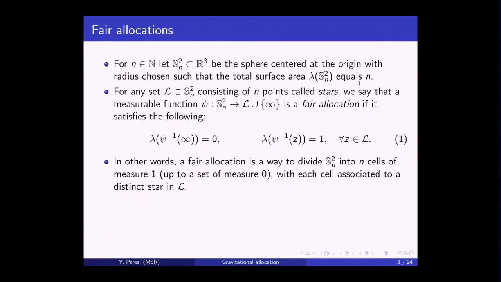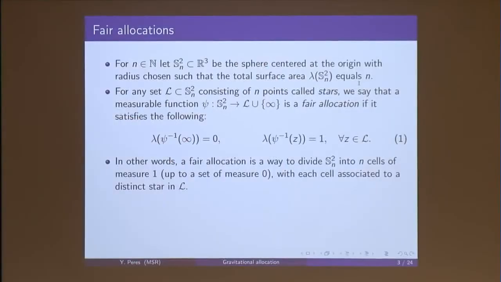Okay, so this is the formal definition of a fair allocation. We're going to have a set of centers or stars. We're going to call them stars, these n points. And we'll have a function from the manifold. So we're going to switch from the torus to a sphere, but everything applies in both settings. So now we're going to talk about an allocation on the sphere. It's just a mapping from the sphere to the stars, where the pre-image of every star has the same area.